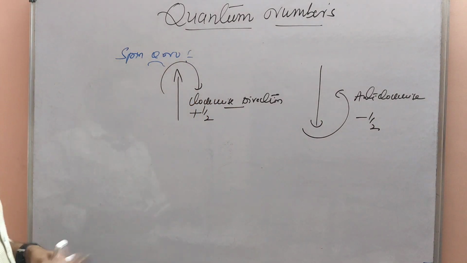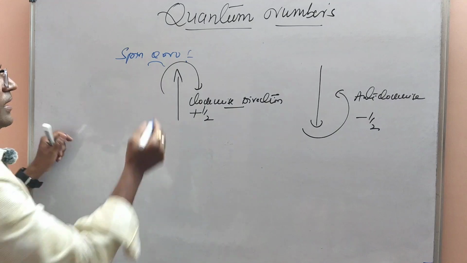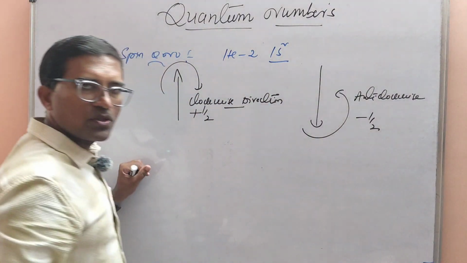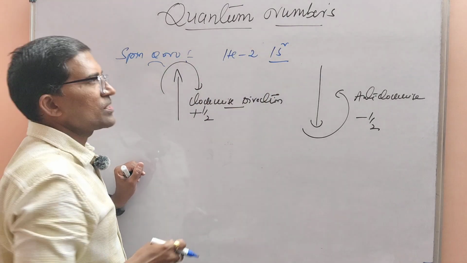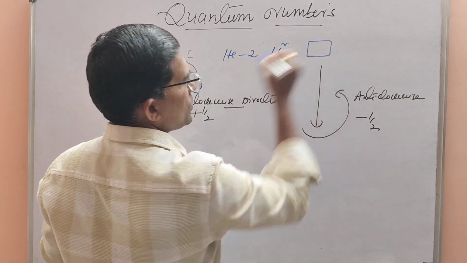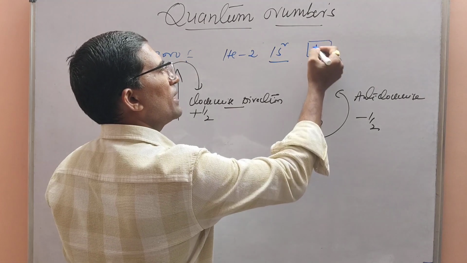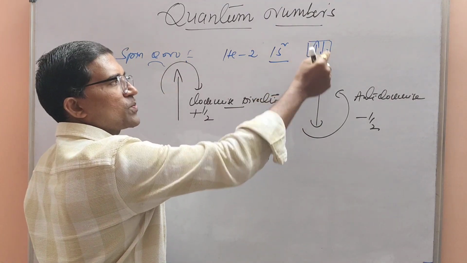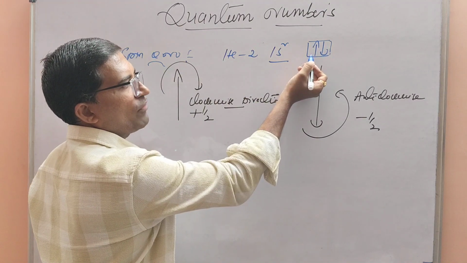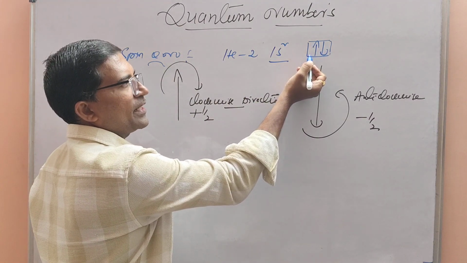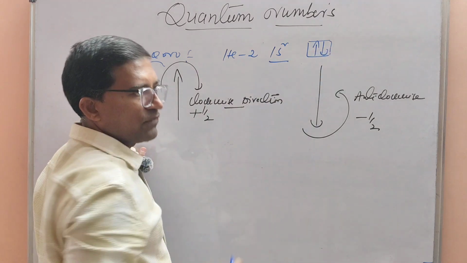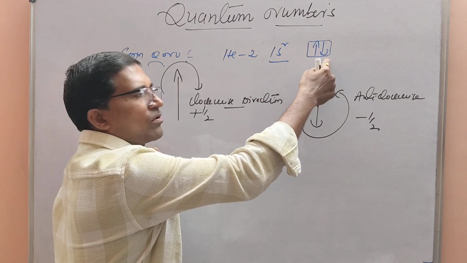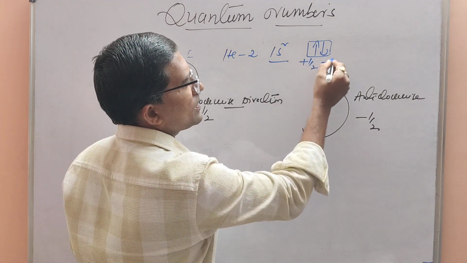Understood? I will explain the example of helium again. Helium atomic number is 2, configuration is 1s2. We have 2 electrons, and these 2 electrons are present in the s orbital. One electron spins in clockwise, the other anti-clockwise, anti-parallel spins. Upward arrow for the electron spinning in clockwise direction, downward arrow for the other electron spinning in anti-clockwise. This is clockwise, this is anti-clockwise, and this one is plus half, this is minus half.